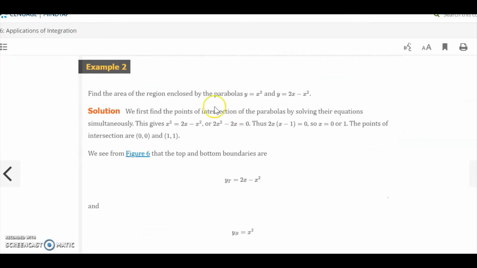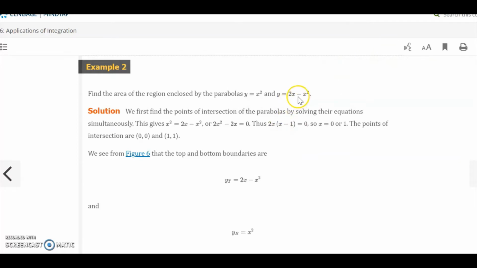Okay, so going to example 2. Find the area of the region enclosed by the parabola y equals x squared and y equals 2x minus x squared. So first we have to figure out what the top function is and what the bottom function is. So we know that y equals x squared. That's going to be a quadratic function. So you're going to have a type of parabola. So it's going to be a U-shape, and because out in front we have positive for that coefficient, we know it's going to look like a U.